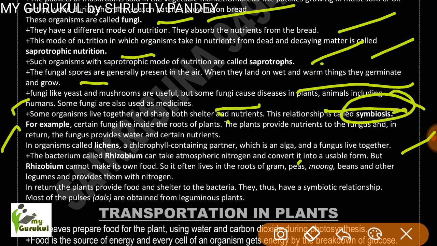The bacterium called rhizobium can take atmospheric nitrogen and convert it into a usable form, but rhizobium cannot make its own food, so it often lives in the roots of gram, peas, mung beans, and other legumes and provides them with nitrogen. In return, the plants provide food and shelter to the bacteria. Thus, they have a symbiotic relationship. Most of the pulses, dals, are obtained from leguminous plants.